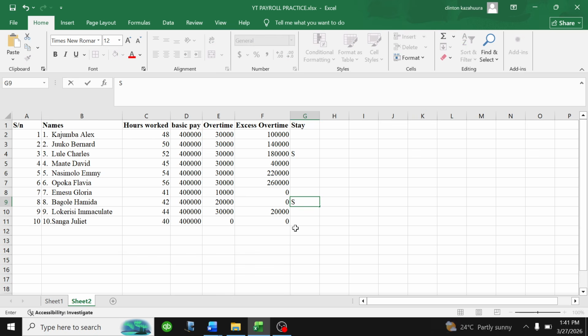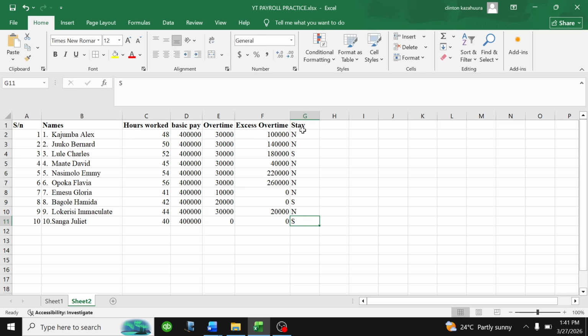Then 10 is here. I put an S. So these stay in the university. So what does that imply? The rest of the employees do not stay in the university. So I denote that by N. Okay. Now I've created a column to show me the status of those who stay there.